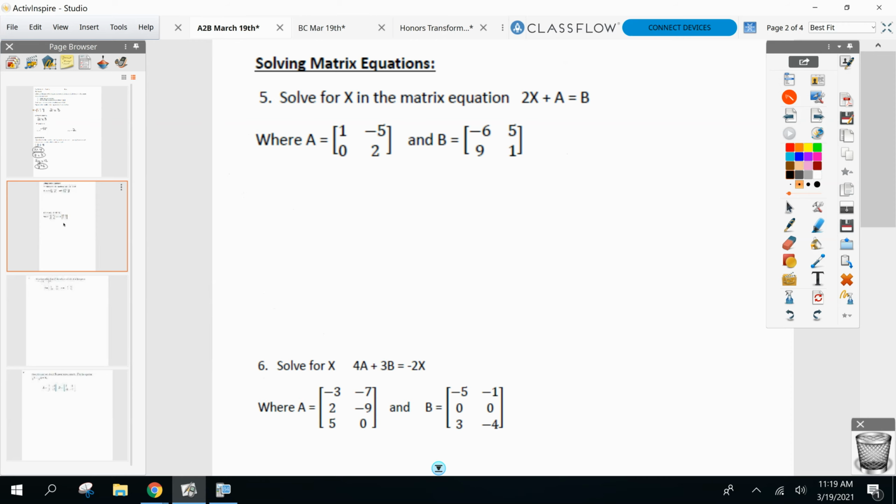So here's your equation. 2X plus A equals B. Before I show you how we're going to do it, I just want to show you what we're going to do. What I need from you guys is you're going to take the number 2, multiply it by a matrix you're going to find. All right, so whatever numbers have to be in there, I'm going to multiply it by 2. Then I'm going to add matrix A to it, and my result should be matrix B.